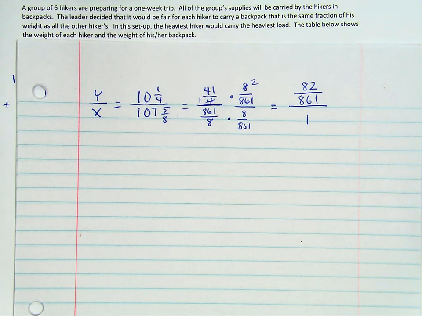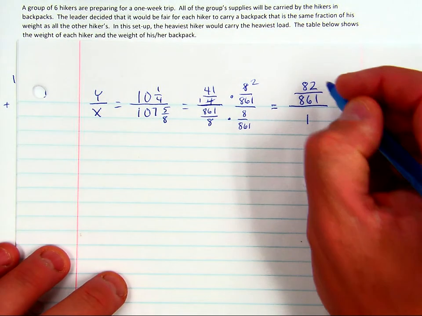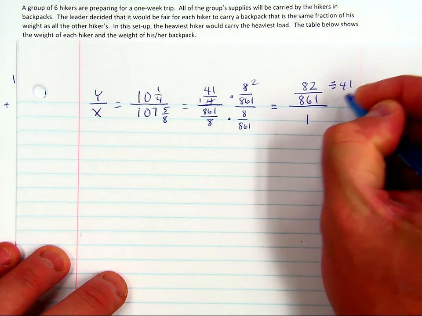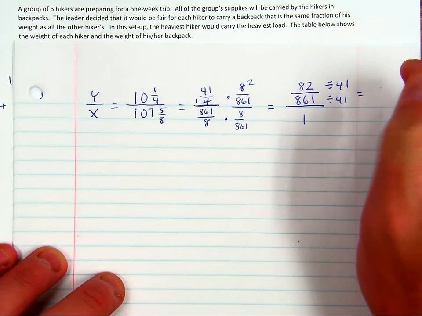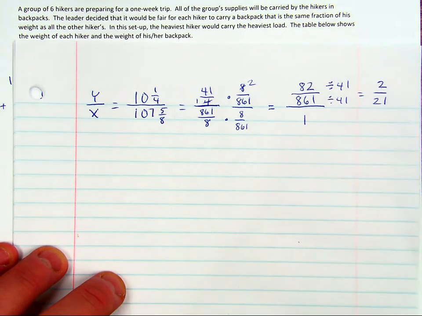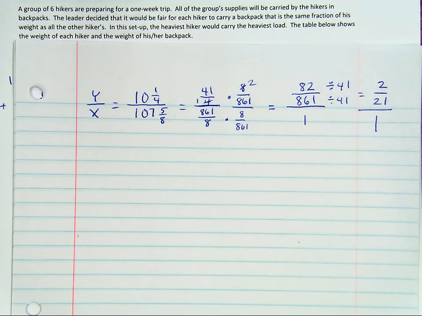Now, this is very difficult for a lot of you to see. The only reason why I know this is because I've already done this problem. And when you do your problems at home, they're not going to be this difficult, or this rigorous. I can divide both of these by 41. And I get 2 over 21. Oh, yeah, go ahead. Say it. 21. There you go, 21.